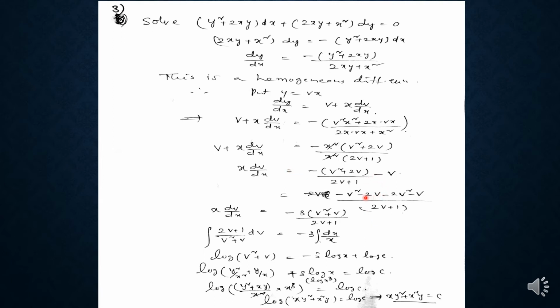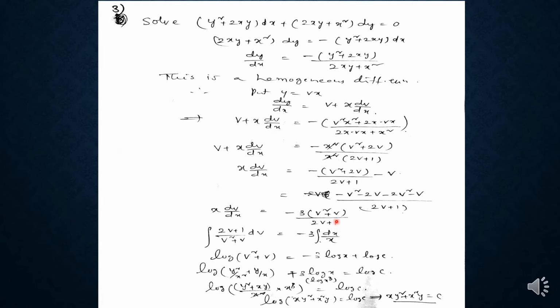Minus v into (2v plus 1), that is minus 2v square minus v. So x dv by dx is equal to minus 3v square minus 3v by 2v plus 1. By taking minus 3 as common here, minus 3 into (v square plus v) by (2v plus 1).